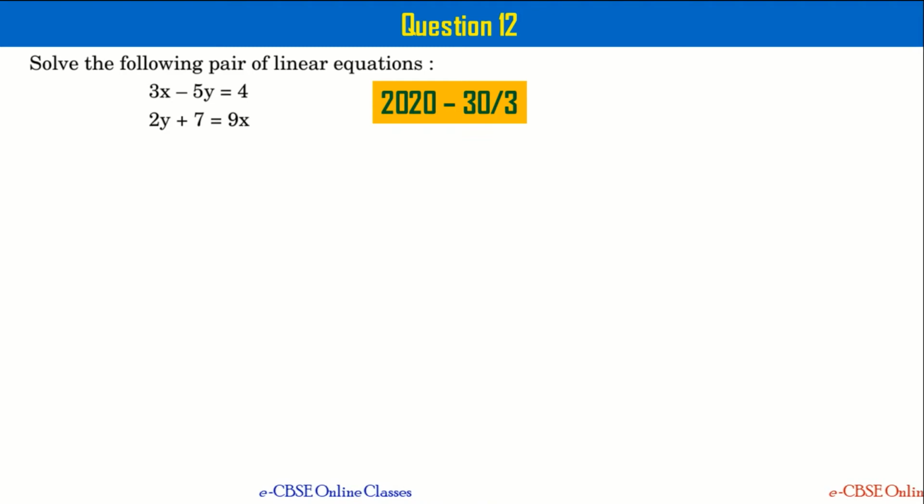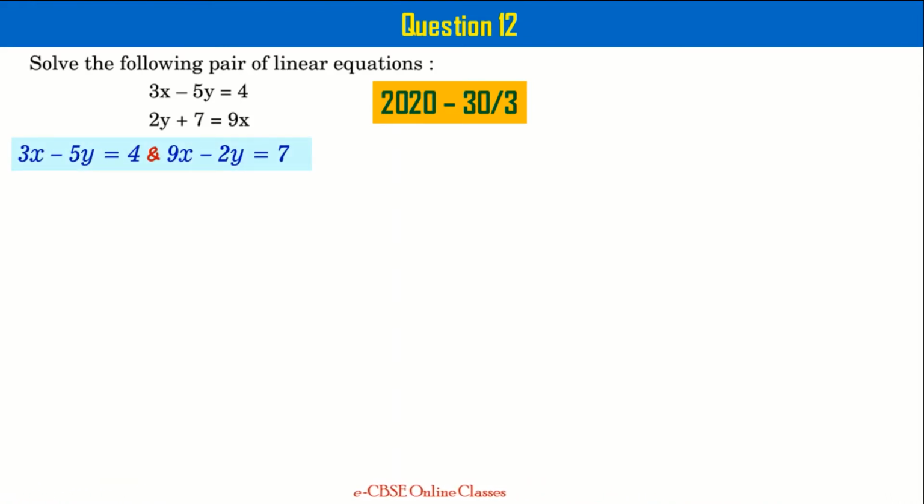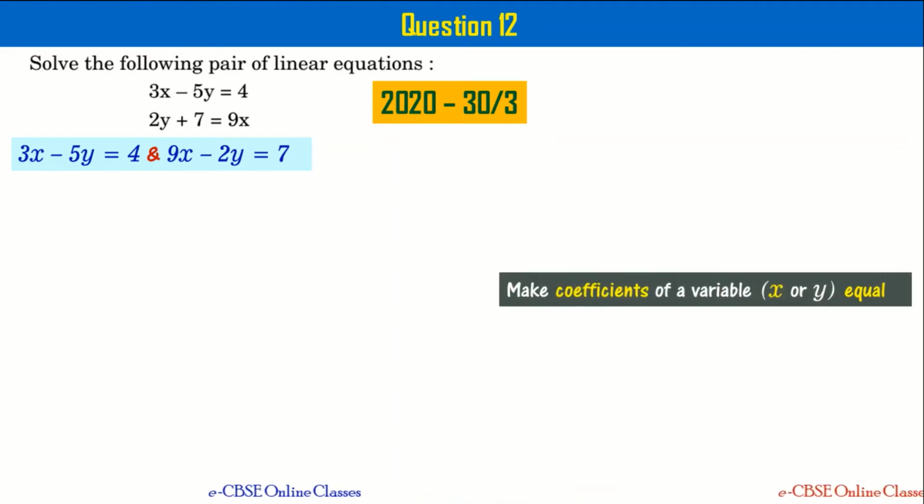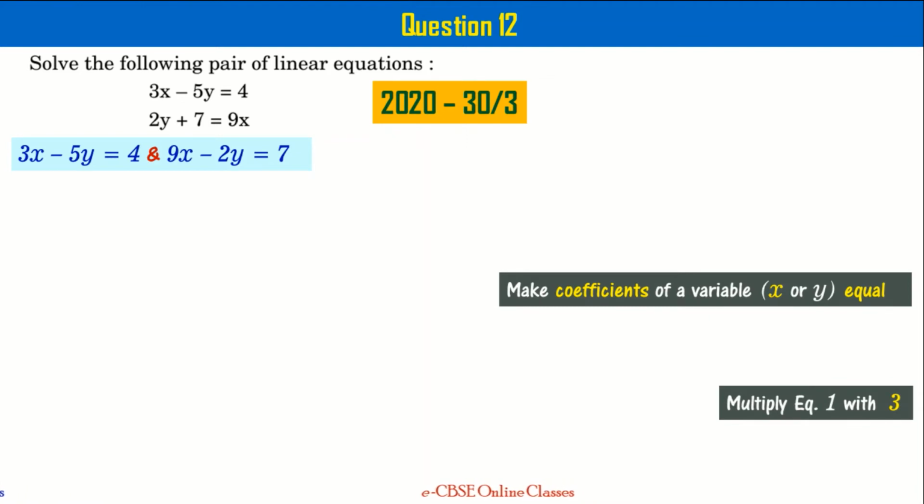Solve the following pair of linear equations: 3x minus 5y equal to 4, 2y plus 7 equal to 9x. What we do is rearrange the second equation as 9x minus 2y equal to 7. When you have these two equations, we can either choose to use the substitution method, but here I'm going to go with the elimination method. The first step in the elimination method is to make the coefficients of a variable, that is x or y, equal. In our case, I'm going to make the coefficients of x equal.